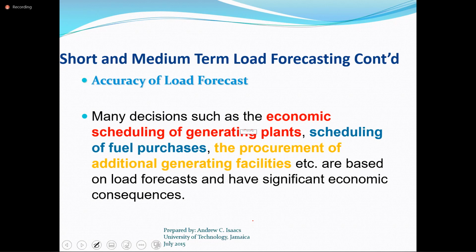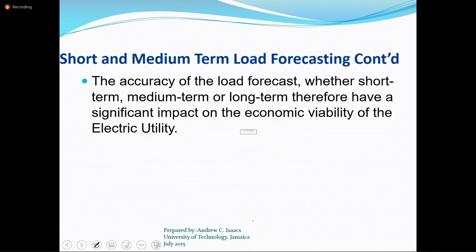All right. Coming back to the long-term planning, or just part of the whole planning activity, procurement of additional generating facilities. We have to understand how our load operates and recognize the economic impact that it will have on our operation. Okay. I'll pause here for a little. Any questions?